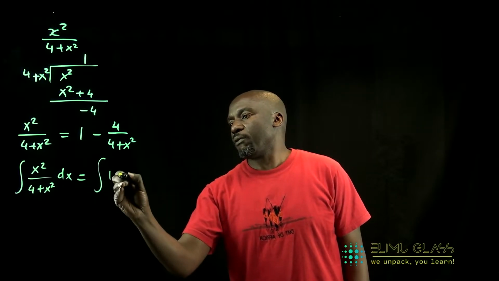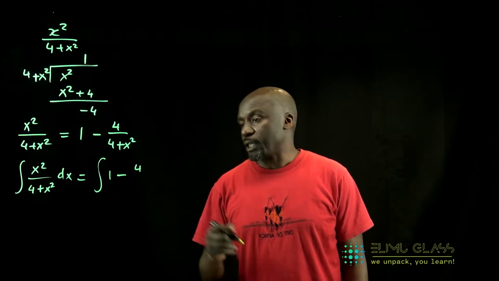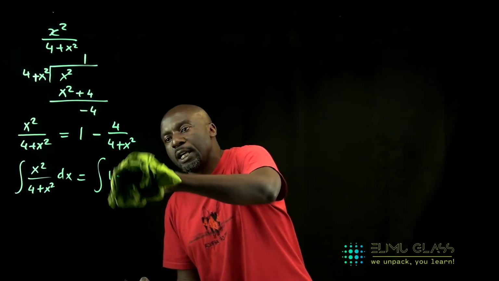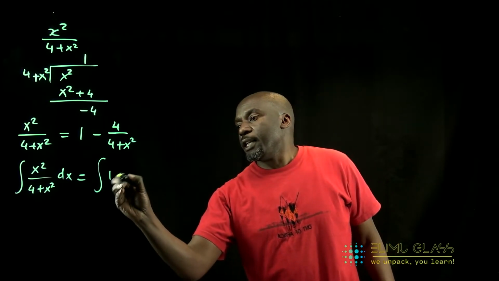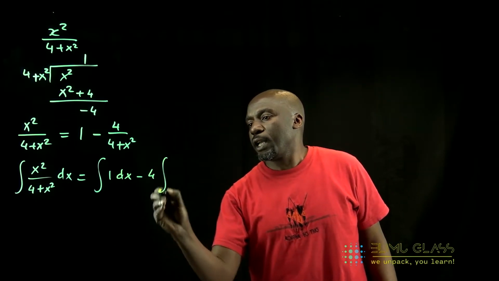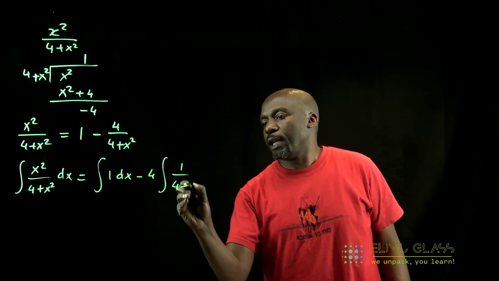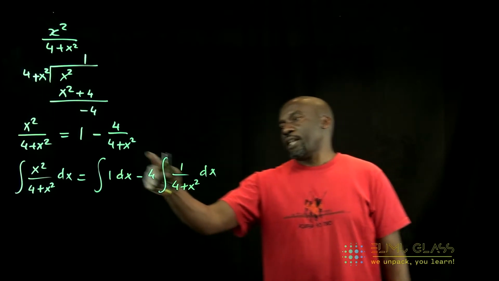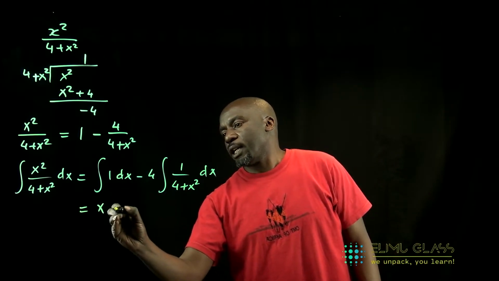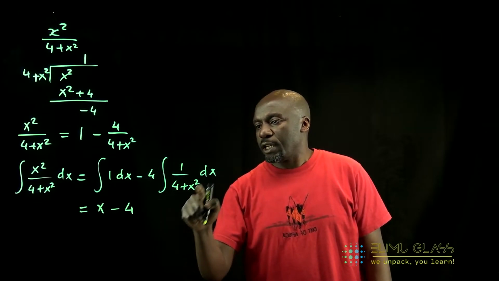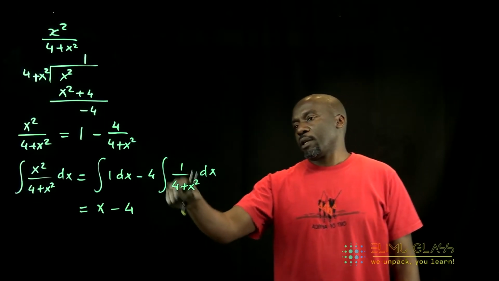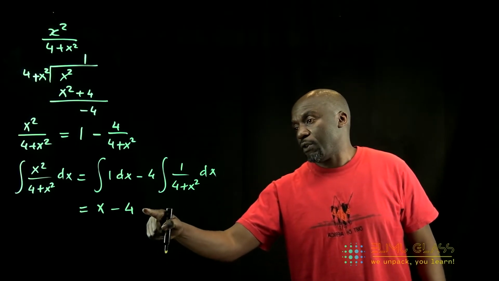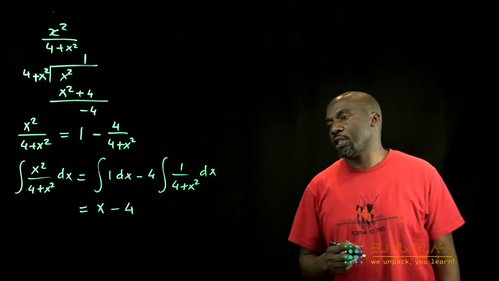And therefore the integral of x squared over 4 plus x squared dx is simply the integral of 1 minus 4 over 4 plus x squared. I'm going to split it up so we can deal with them separately. So it's going to be the integral of 1 dx minus 4 times the integral of 1 over 4 plus x squared dx. This is now easier to integrate. The first integral there is just x, and we say minus 4. To integrate this term, clearly, we can use tan substitution. So I'm going to leave this for the moment, and then we do tangent substitution.